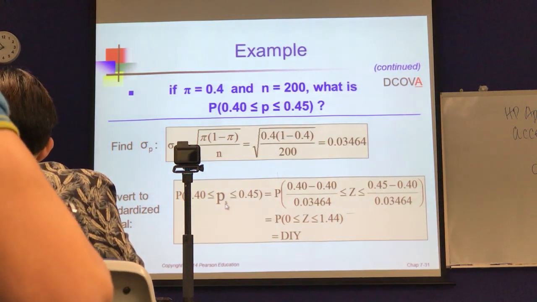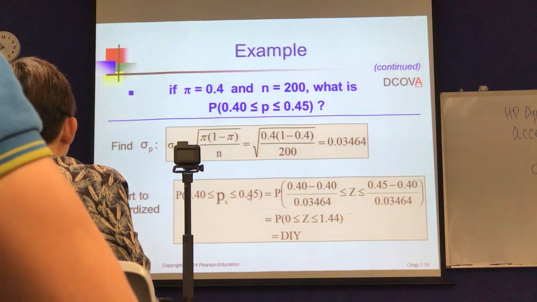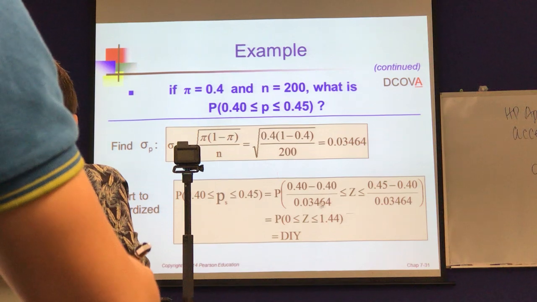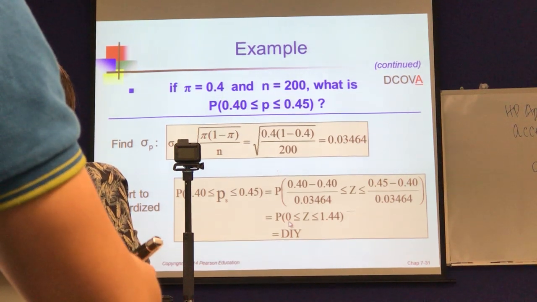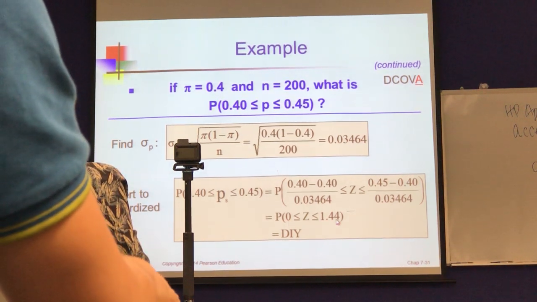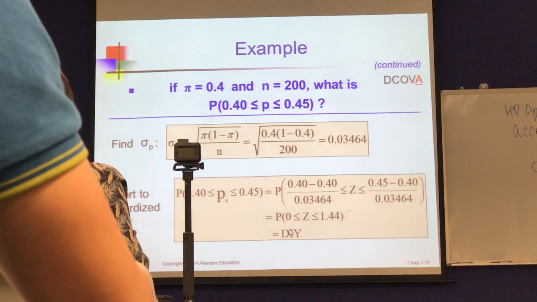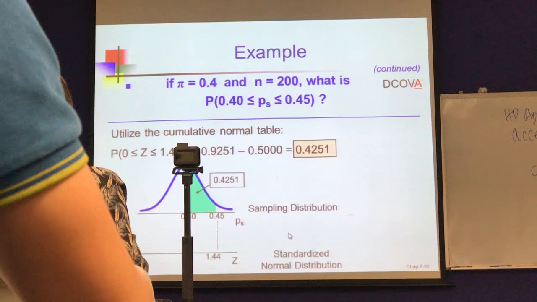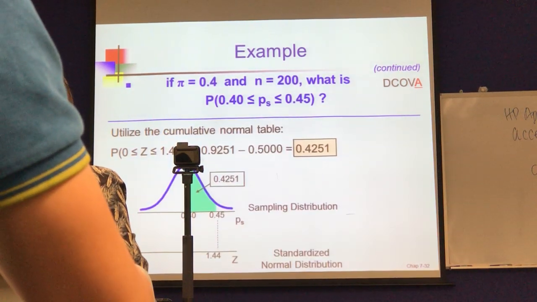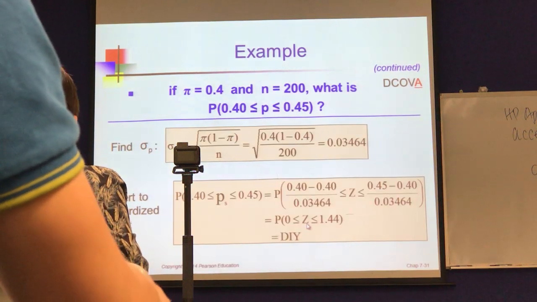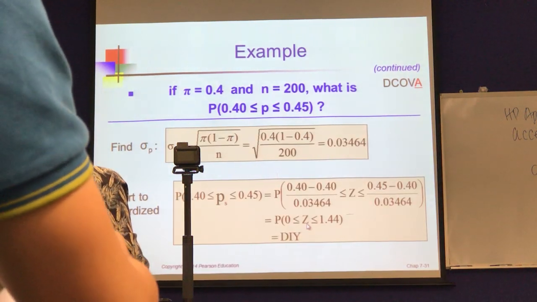And so what's the probability of the sample proportion being between 40 and 45%? You just substitute in and standardize this, and you can find the range 0 to 1.44. So what's the probability? You can check it out yourself, DIY, even though the answer is given here: 0.4251. But I would rather cover this one and try it out DIY and check the answer.